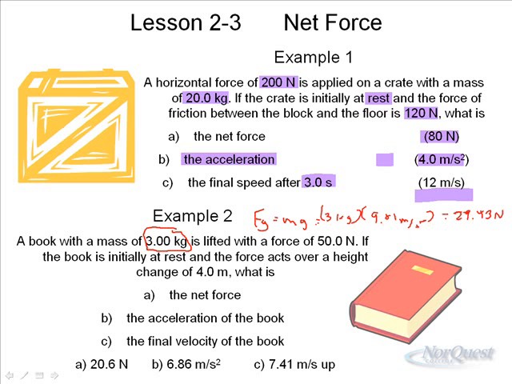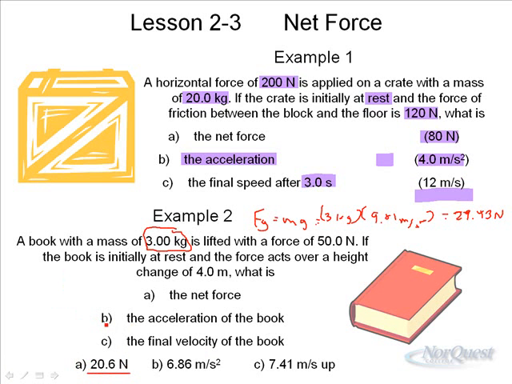So we have our net force, because it's being lifted up with a force of 50, and the downward force of 29 newtons is going to oppose that. And so you can find the net force is basically positive 50 plus negative 29.43. That will give you a result of 20.6 newtons.